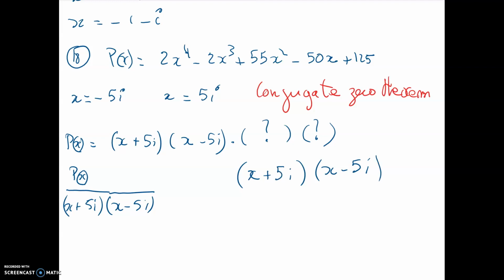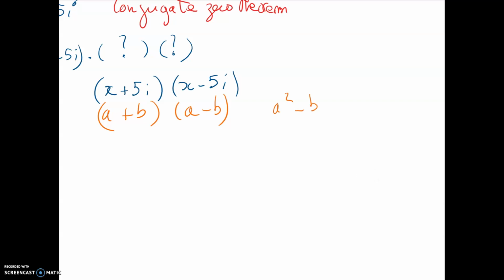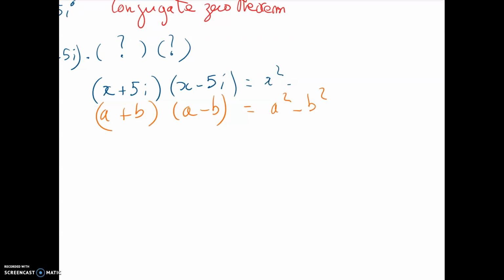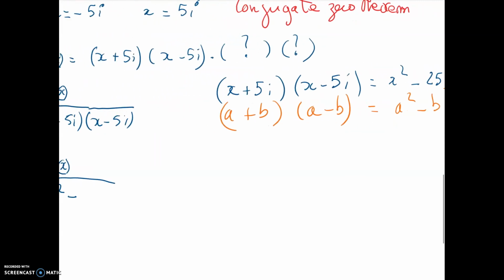and to realize that I have a plus b times a minus b, and I know that is supposed to be equal to a squared minus b squared. In that case I will end up with x squared minus 5i squared, so minus 25i squared, which is x squared plus 25. So now I know that I need to perform the division of p of x by x squared plus 25.